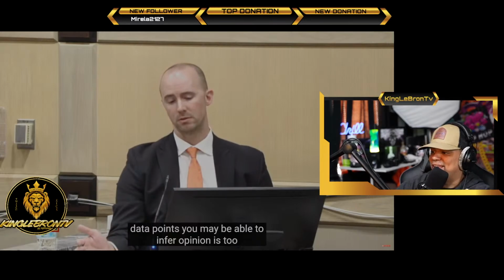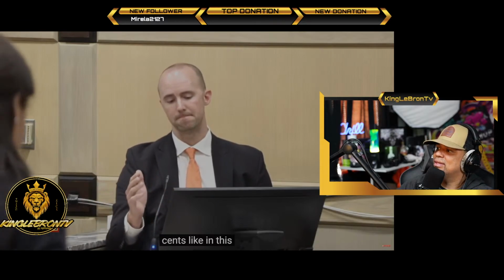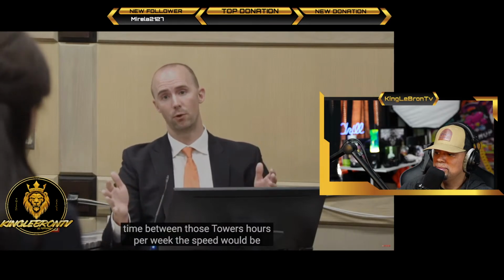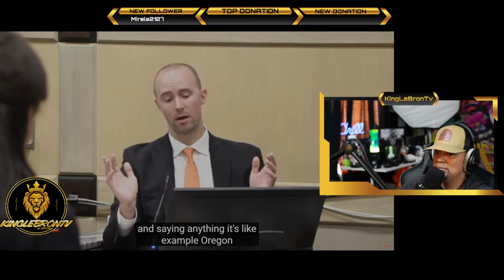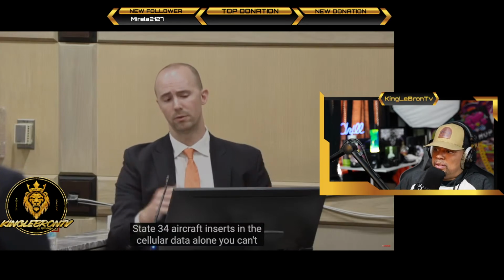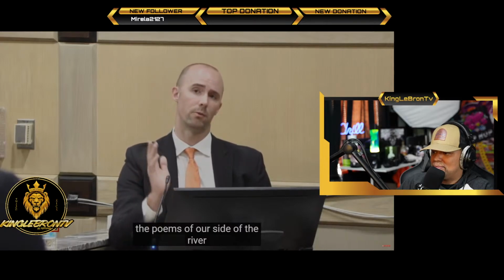You have multiple data points. For instance, in this case, if you see the device traveling from east to west, the towers along 595, and you have time between those towers, you could infer what the speed would be and say, okay, I think it's likely that they're on the highway because I know the area, or they're on State Road 84 traveling at a certain speed. But from cellular data alone, no, you can't tell the phone's in a car, on the side of the road, on the road.